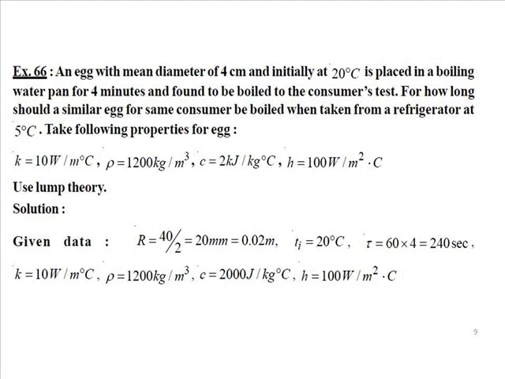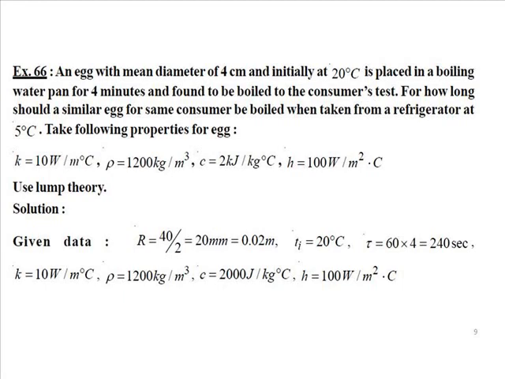So you can see in the data, the radius value is 40 divided by 2, that is 20 millimeter. So we are converting the 20 millimeter into meter. Ti temperature is 20. Time is given 4 minutes means 240 seconds. Thermal conductivity, density, specific heat and convection heat transfer coefficient values are given to us. So now we have to use the equation and find out what is the time required in this case.